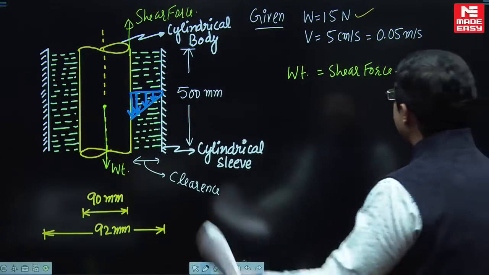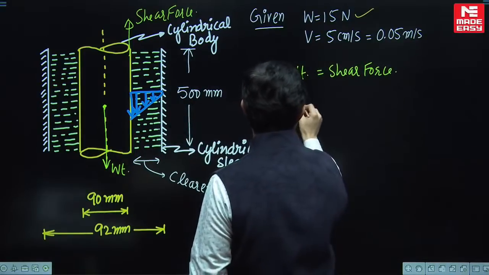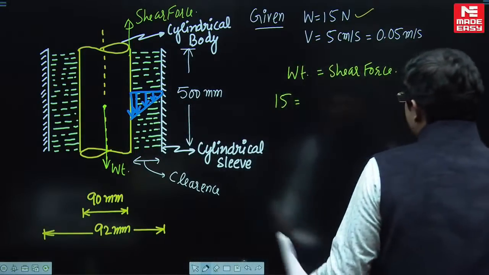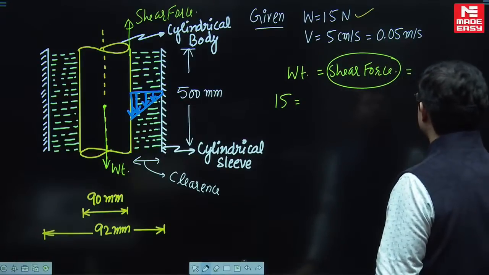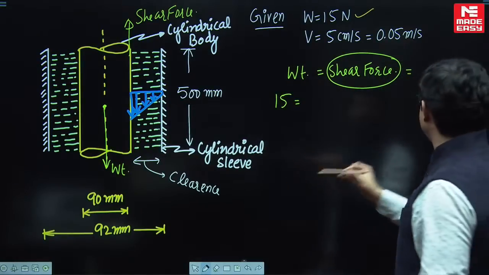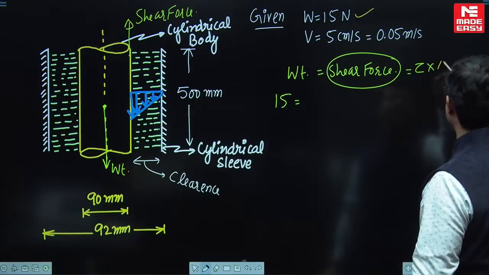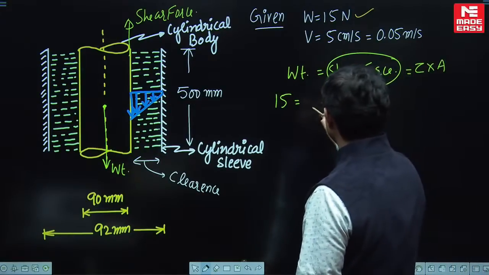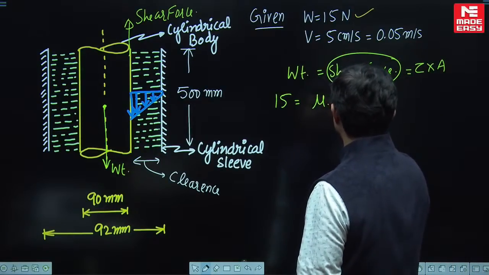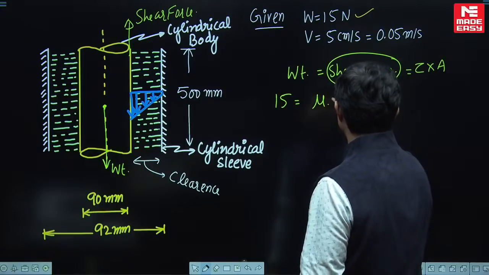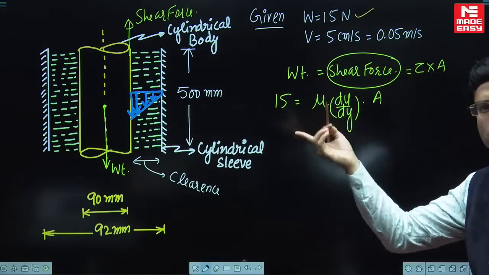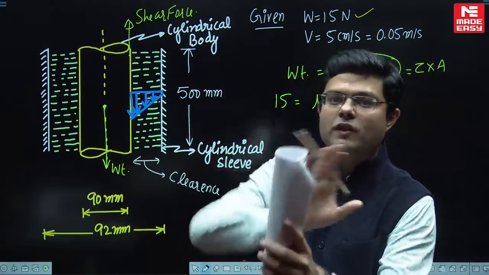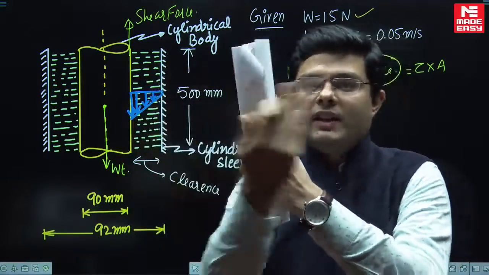So weight is 15, which is equal to the shear force. How to find out the value of shear force? The shear force is going to be shear stress multiplied by area. Shear stress will be written as mu into du by dy, multiplied by the circumferential area, of course, because it is going to act over the surface of this shaft.